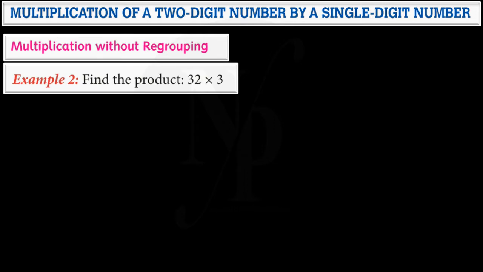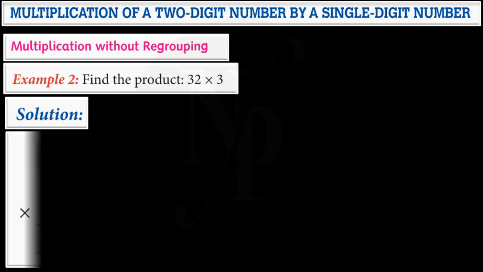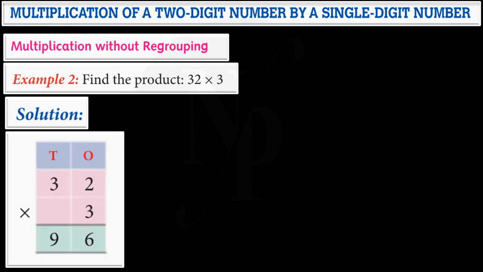Example number 2 in our textbook. Find the product 32 into 3 or 32 times 3. Solution. So we will carry out this multiplication.